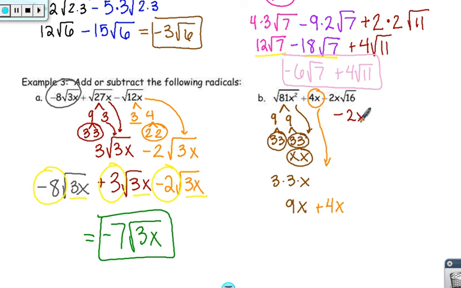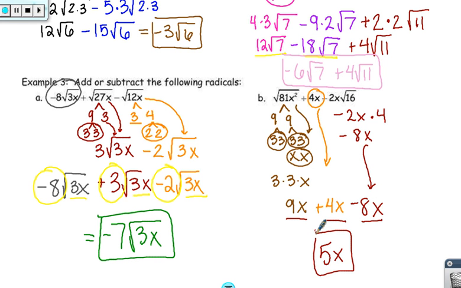Minus 2x square root of 16. Guys, what's the square root of 16? 4. So minus 8x can come down. So 9x plus 4x minus 8x is 5x.